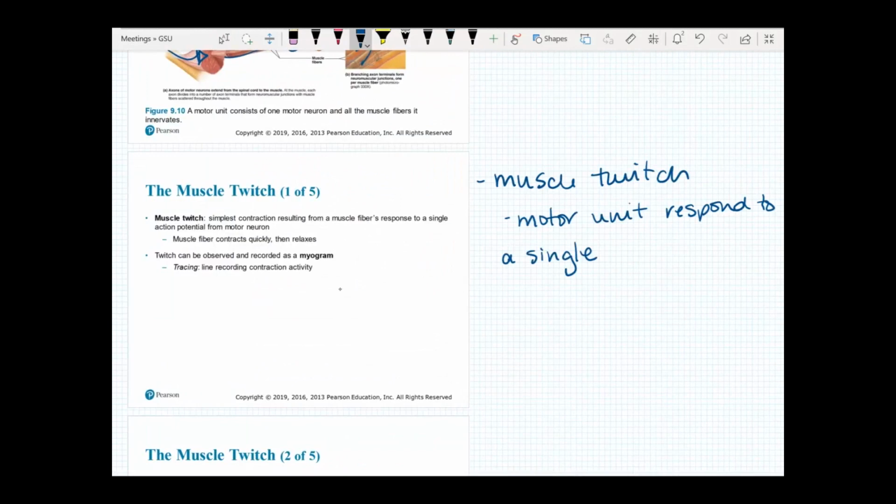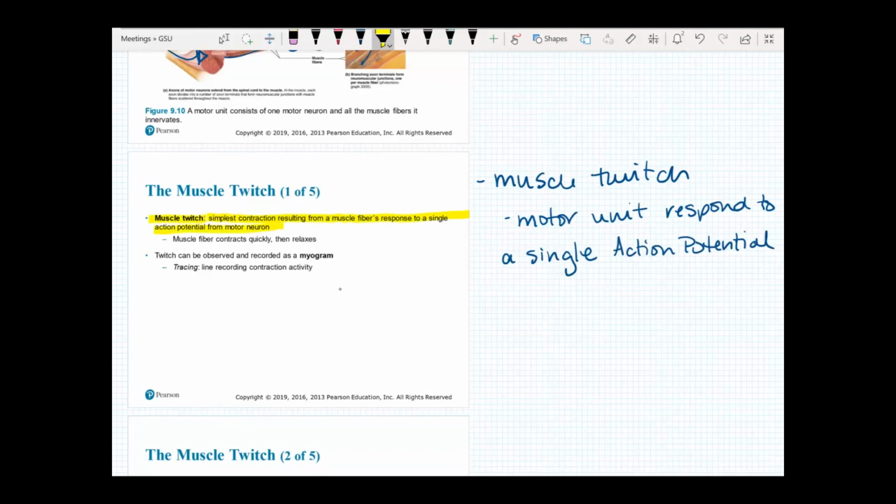And remember, an action potential, go back and review section 9.3, I believe is where it is, if that is not familiar with this concept. So muscle twitch, it's the simplest contraction, which means it's one, resulting in the muscle fiber's response to a single action potential from a motor neuron.